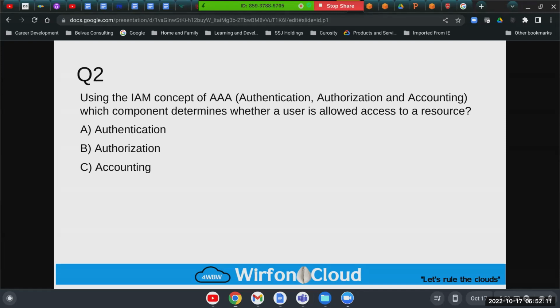If anybody can come off mute and make a selection there, A, B, or C. Identity access management. I have 4 people on chat. They say A. On chat, we have 4 A. Okay, that is not correct. Can we try again? I have 1 B. Okay, let's try again.